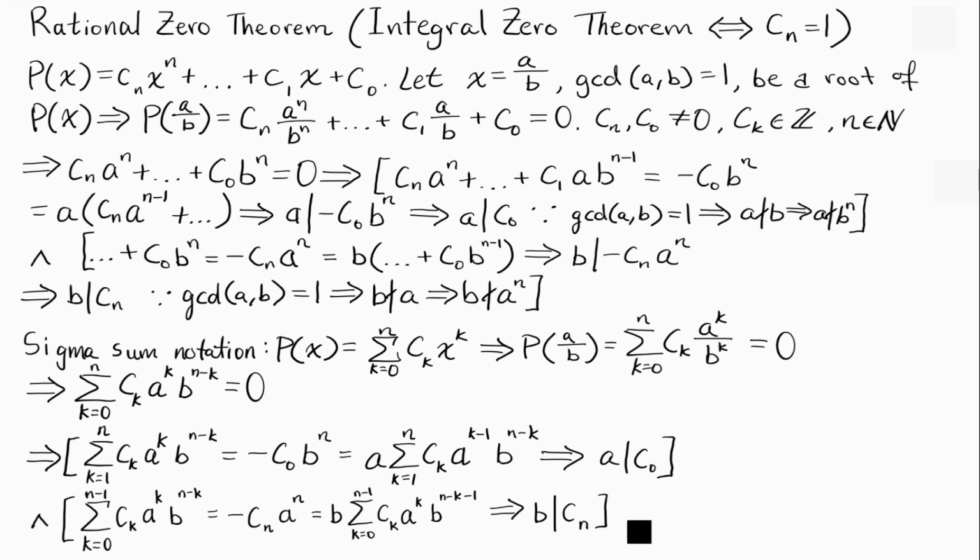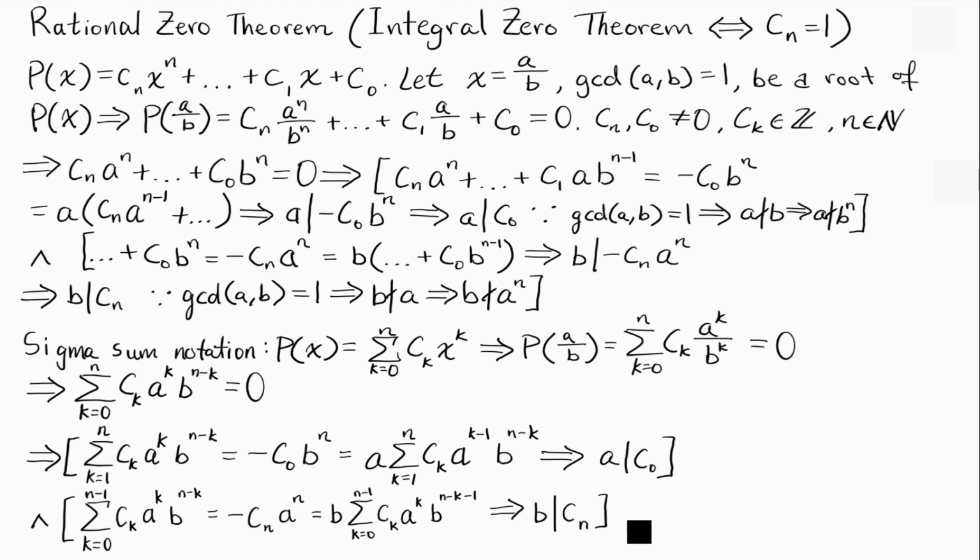Now I do want to mention something. So let's suppose we're going to have a monic polynomial. So the rational zero theorem more specifically will be called the integral zero theorem, okay, because the leading coefficient is equal to 1. So if the leading coefficient is equal to 1, so cn is equal to 1 over here, and b divides into 1, then I guess the only thing you can have is b equal to plus or minus 1, okay? And that is because x is rational, which means a and b are integers.